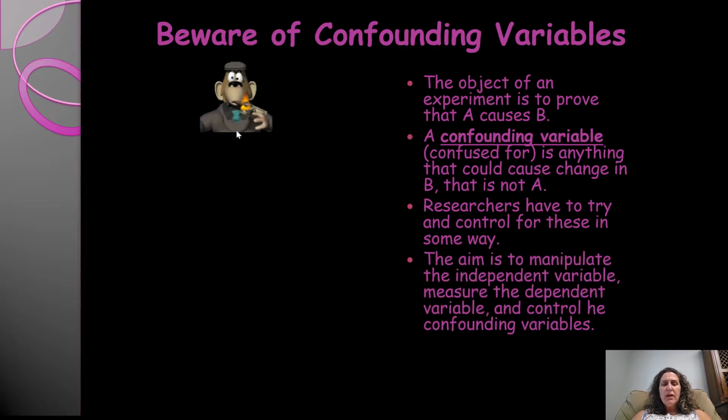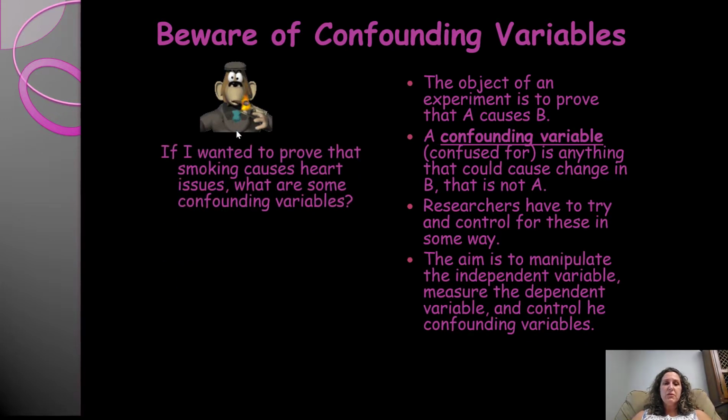Now, one of the things he talked about was confounding variables, but he didn't use that word. The object of an experiment is to prove that A causes B. So, to prove that sugar makes kids hyper. A confounding variable is anything that could cause a change in B that's not related to A. In other words, something that could cause a change in the kid's behavior that's not candy. Now, researchers do try to control these, but they can't always be controlled for, which is why it's sometimes difficult to get a clear causal link. Researchers do have to try and control them. The aim is to manipulate the independent variable, measure the dependent variable, and control the confounding variables.